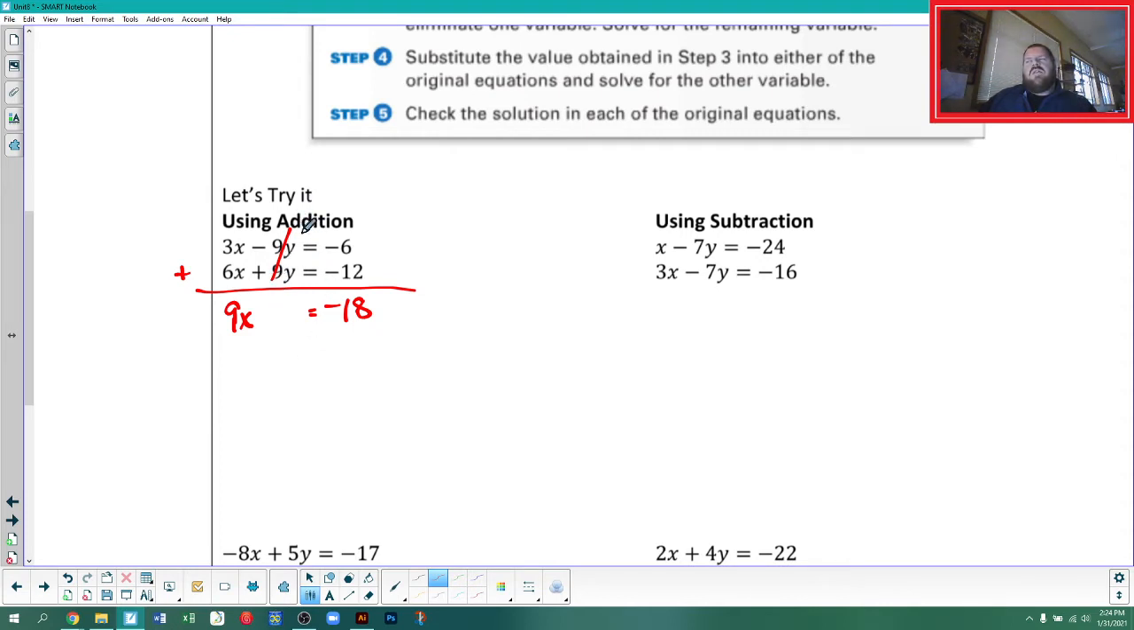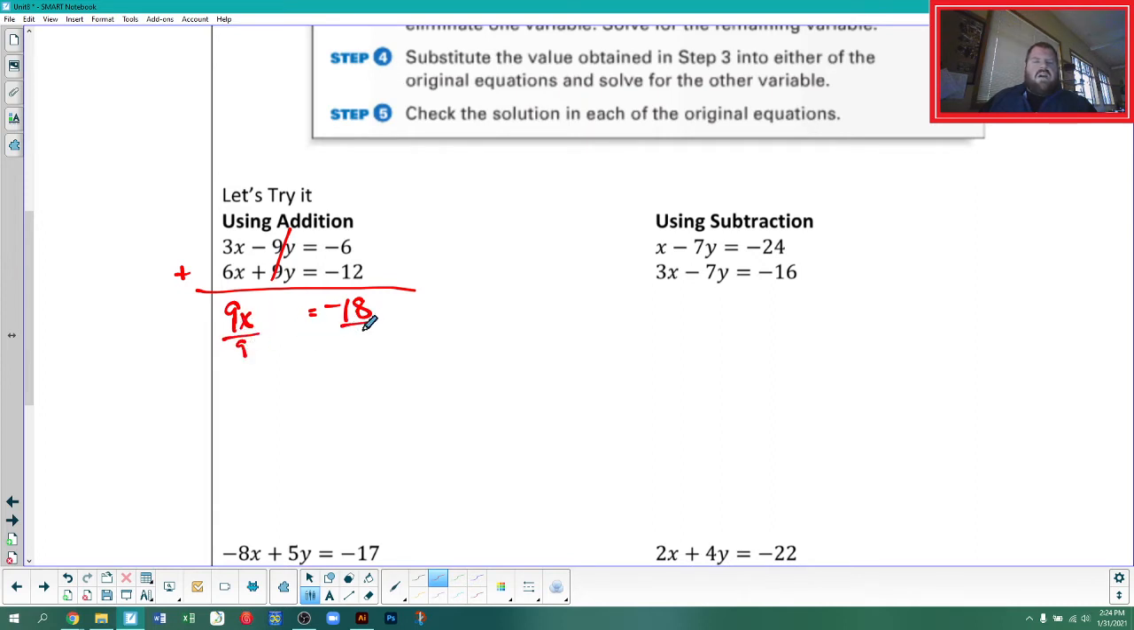I don't really like to cross those out. I can think about crossing those out, but I'll show you why in just a little bit. So now I have a pretty simple equation: 9x equals negative 18.